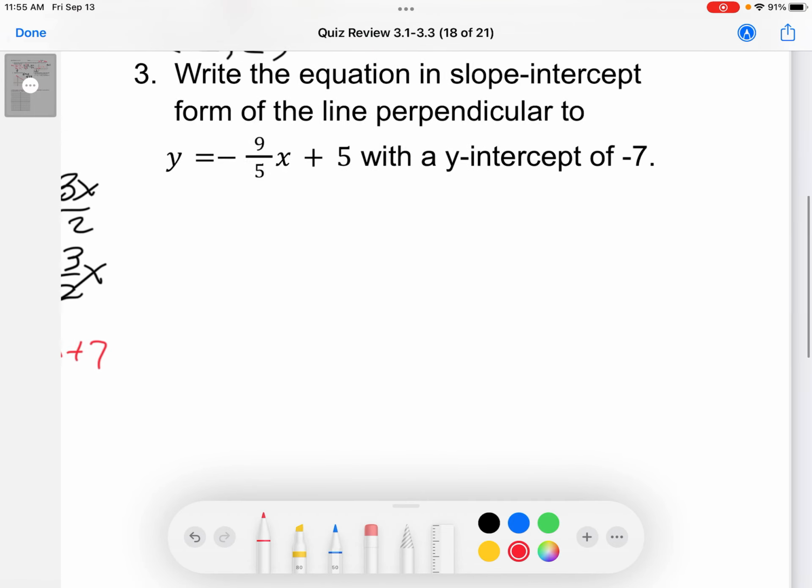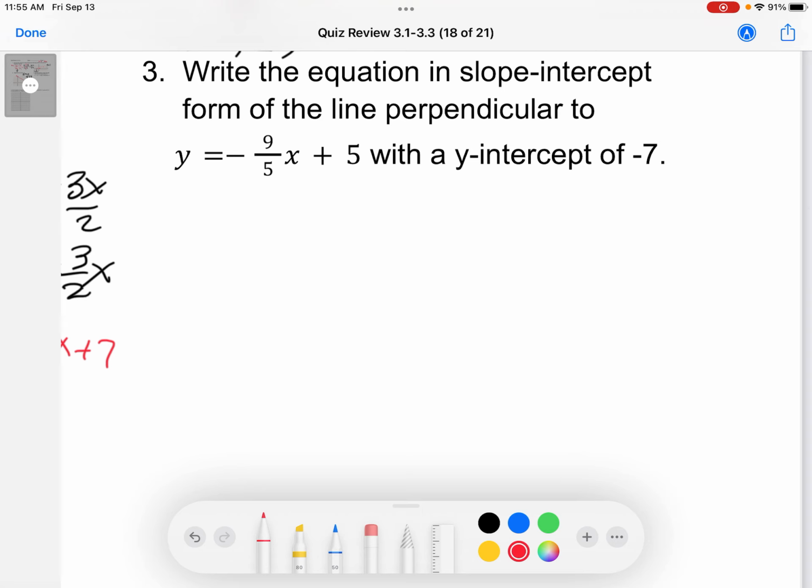It says write the equation, in slope-intercept form, of the line perpendicular to y equals -9/5 x plus 5 with the y-intercept of -7. So my perpendicular slope, that upside down T means perpendicular. That means I take this slope, flip it and take the opposite sign. So 5 over 9 is my slope.